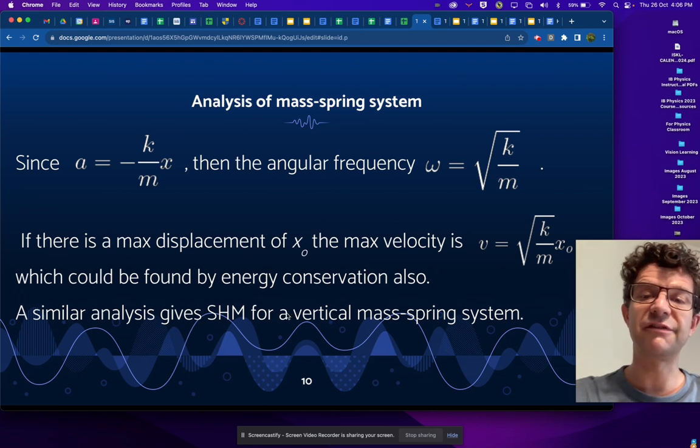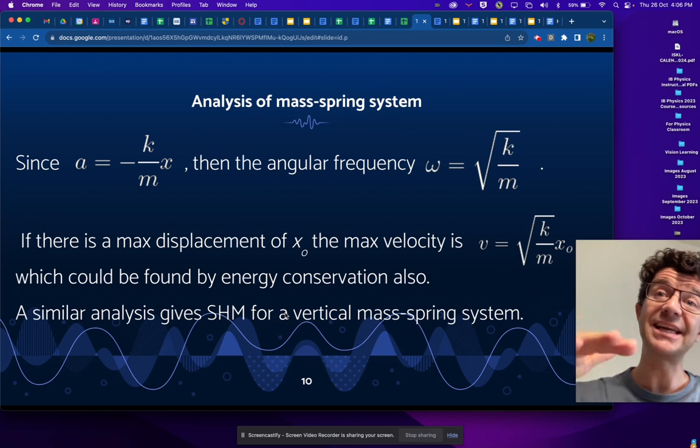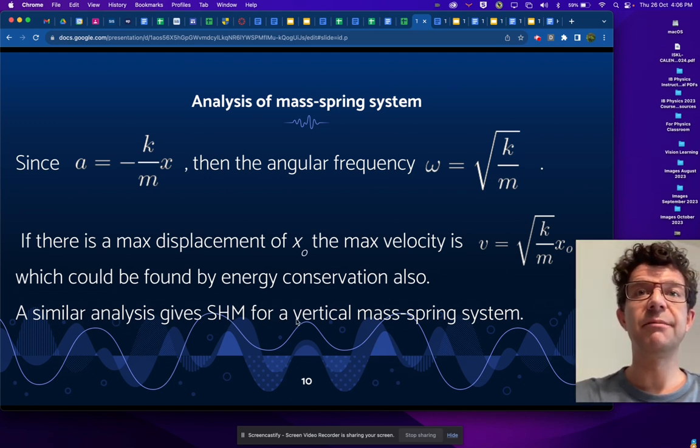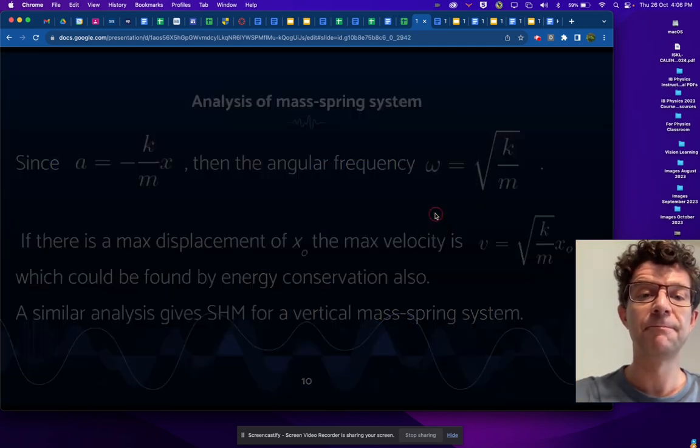There's a slightly more difficult analysis for the vertical mass spring system because, of course, gravity gets involved, and at equilibrium, the spring is stretched. But it turns out it gives the same relationship. Omega is equal to root k over m.